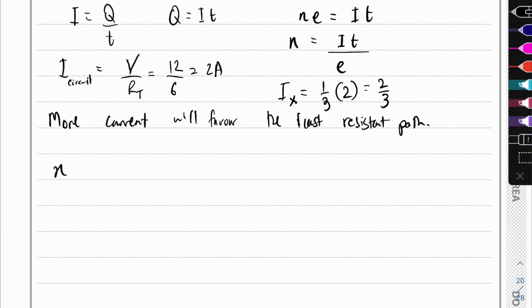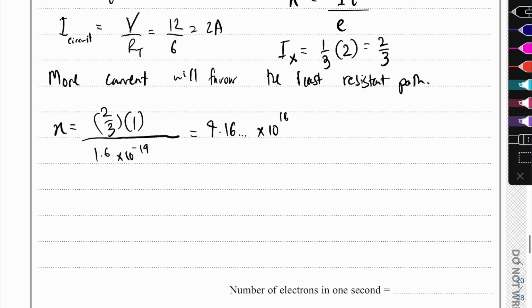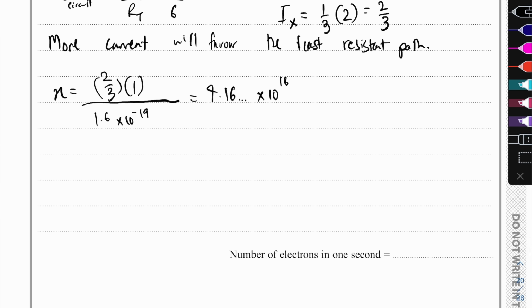So N equals 2/3 multiplied by 1 each second, over 1.6 times 10 to the power of negative 19. This gives us 4.16 recurring times 10 to the power of 18 electrons per second. So then we can round this to 4.2 times 10 to the power of 18.